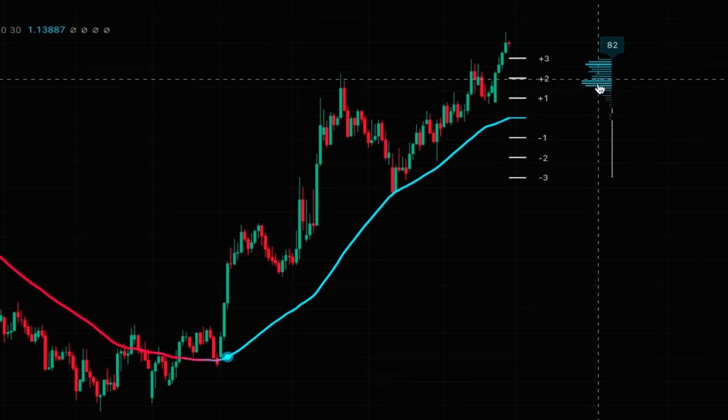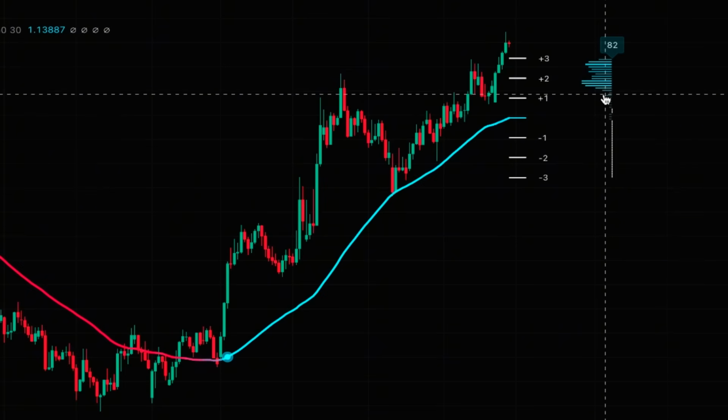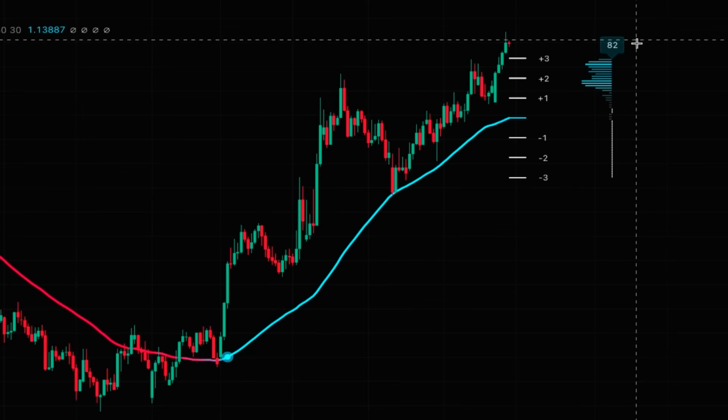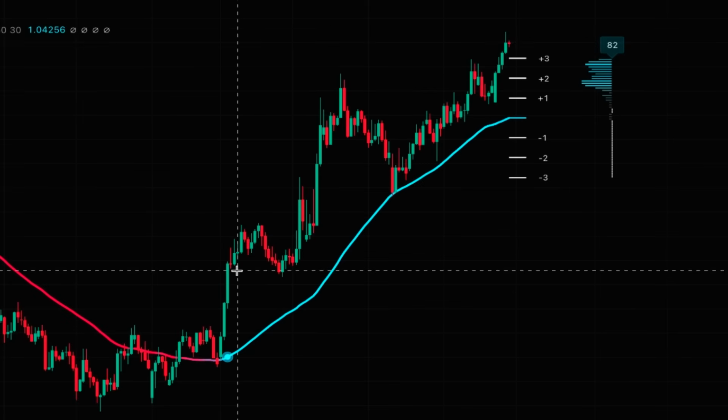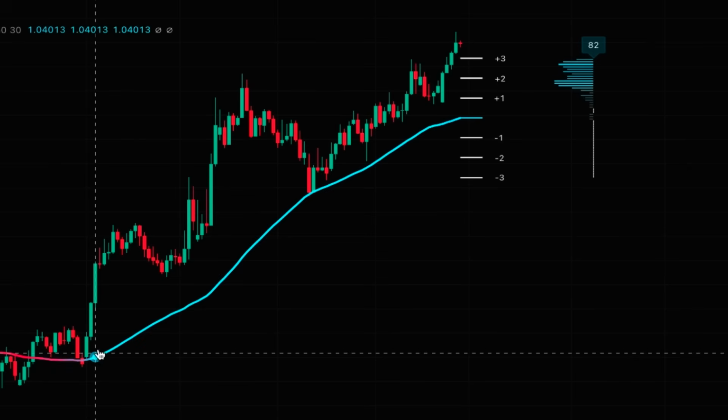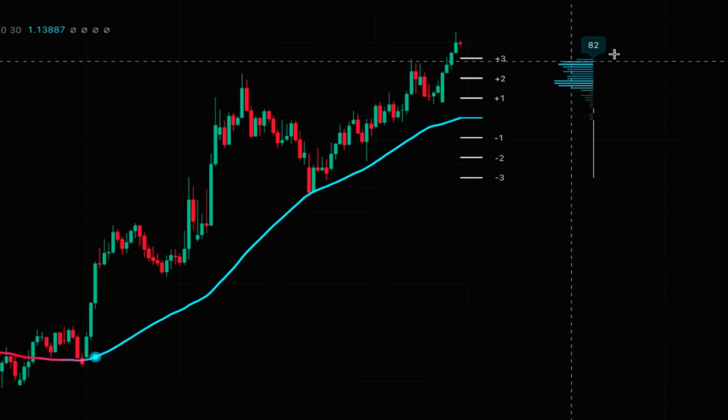And here we have the trend distribution profile, which is in the form of a histogram. On top of the histogram, there is a number which shows how many candles the current trend has lasted. The current trend started from here. So from here up to now, we have 82 candles.